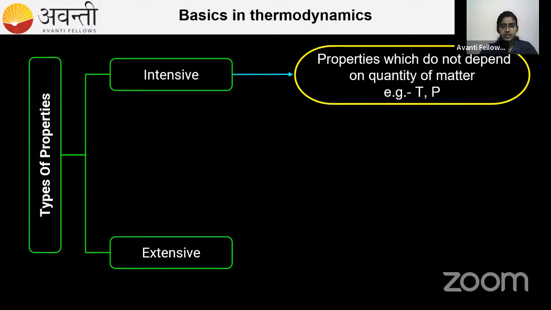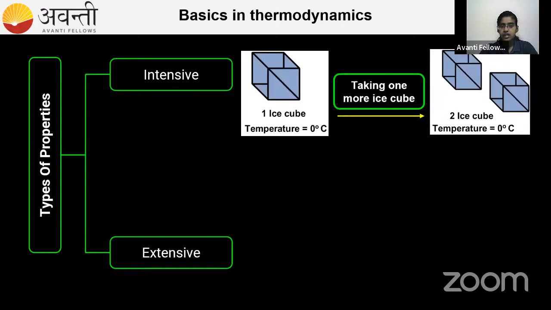I'll show you an example. Here I have taken an ice cube, and the temperature of the ice cube is 0 degrees Celsius. Now if I divide this ice cube into two, or if I take one more ice cube like this, so now I have two ice cubes.